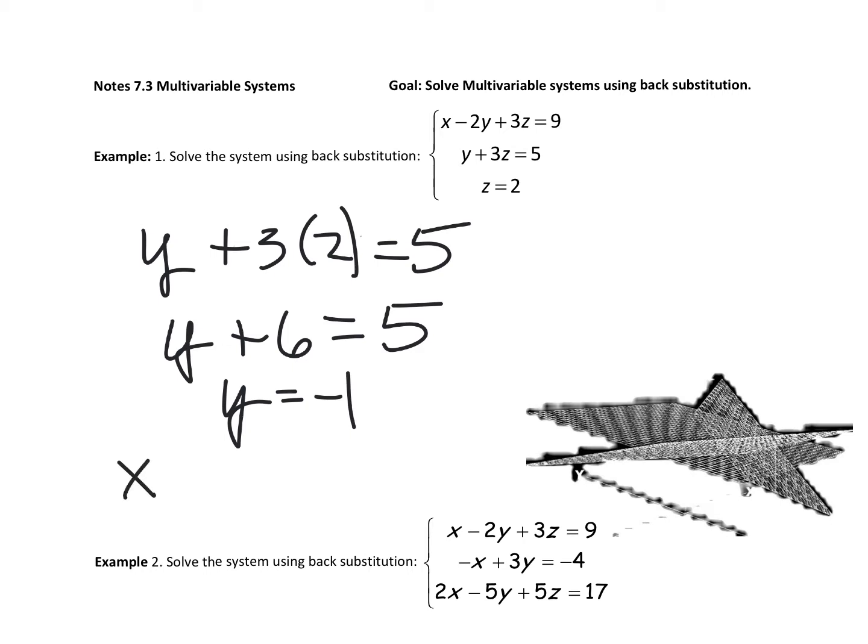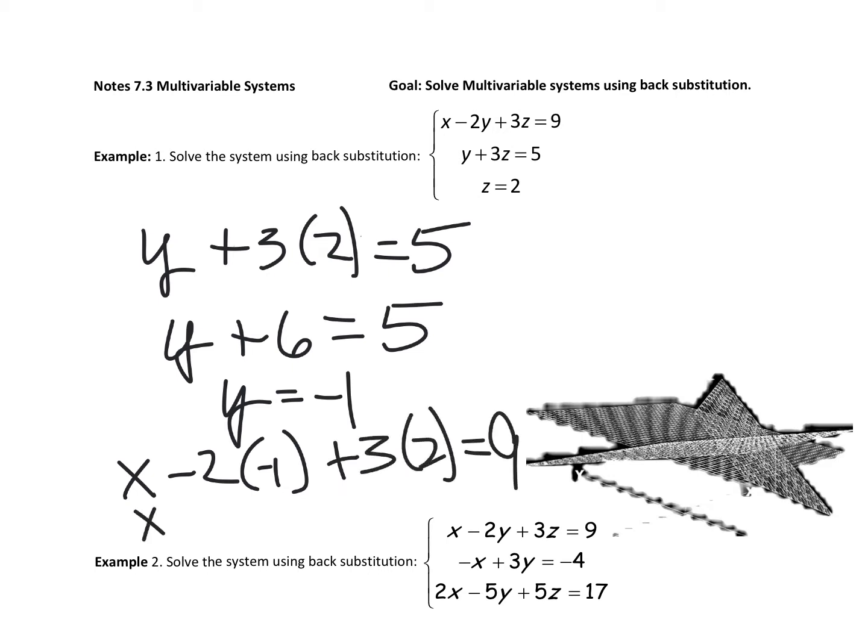And now we're going to take the y value and the z value and insert them into the top equation. So I have x, and that would be negative 2 times negative 1 is positive 2 plus 6 is 8. So I have x plus 8 equals 9. And then subtract over the 8, x equals 1. I don't think I made any small silly errors. So what does that mean?